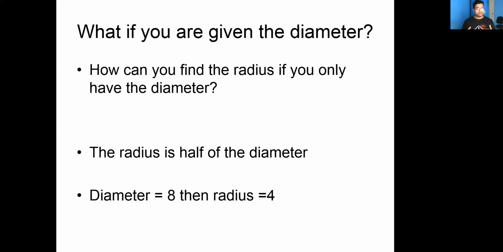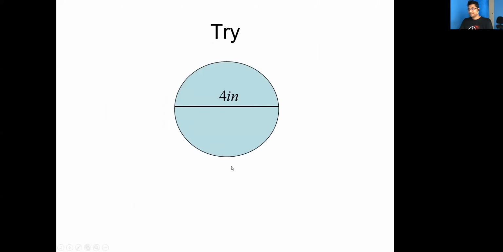You already learned how to calculate the circumference. Now, how can you find the radius if you only have the diameter? You know, divide by 2. Great, great, Leah. I appreciate the instant result. Now, the radius is half of the diameter, and if the diameter equals 8, then the radius will be 4. Easy.